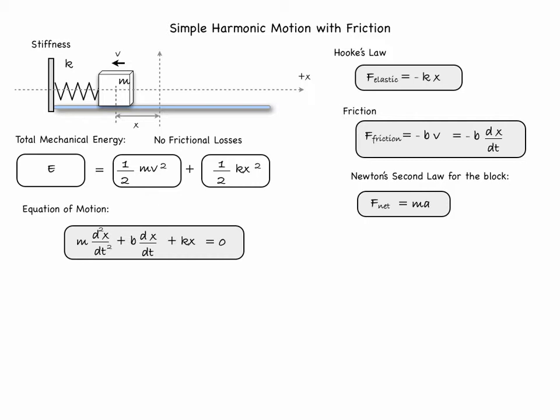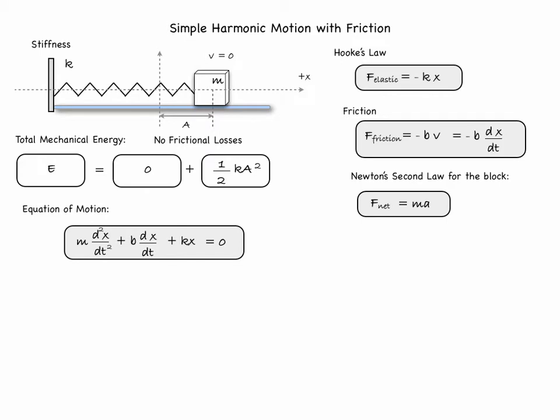After it passes the equilibrium, both the kinetic and potential energies are non-zero until the block reaches maximum displacement, this time on the other side, when the potential energy turns equal to 1/2 ka² again, and the kinetic energy is 0. The block then begins to move in the opposite direction, passing through equilibrium, until it reaches its original position. The block has completed one cycle.